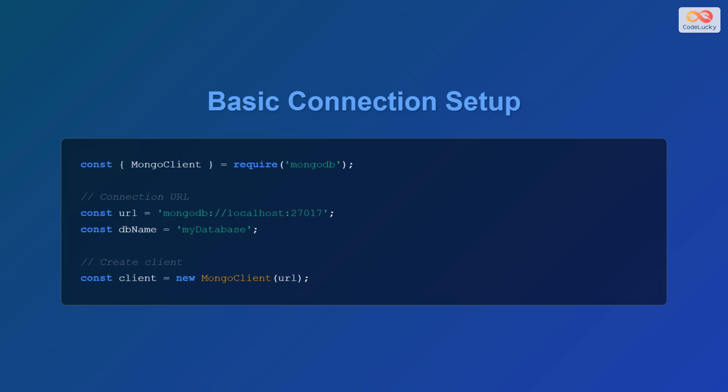Next, specify the database name that you want to use. Here we're calling it My Database. Finally, create a new Mongo client instance, passing in the connection URL.